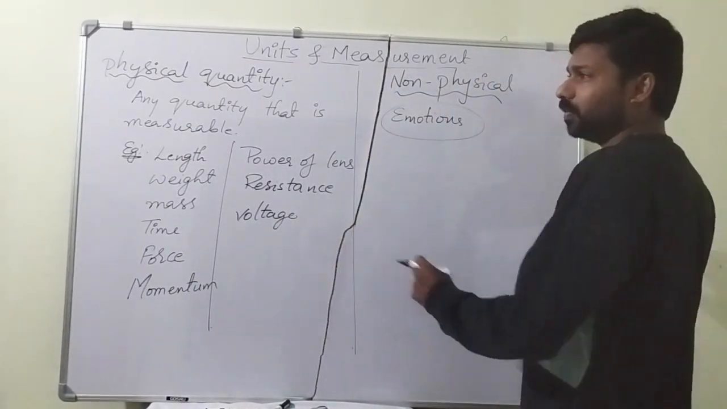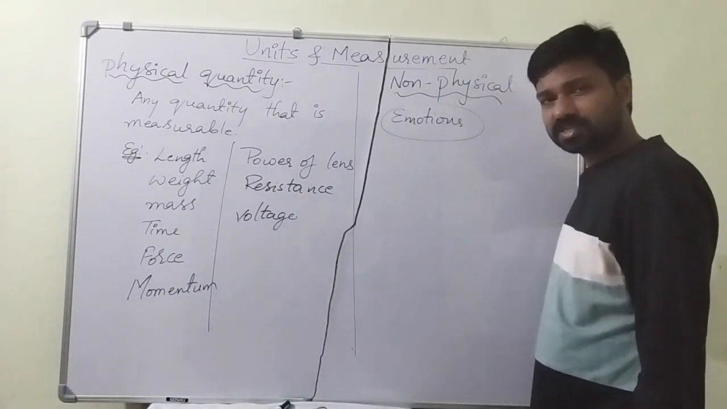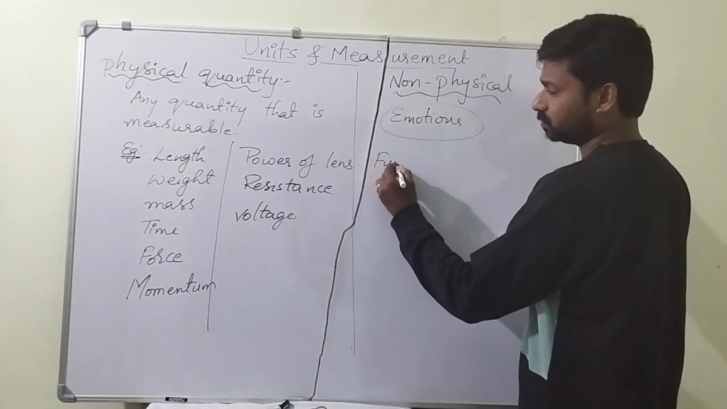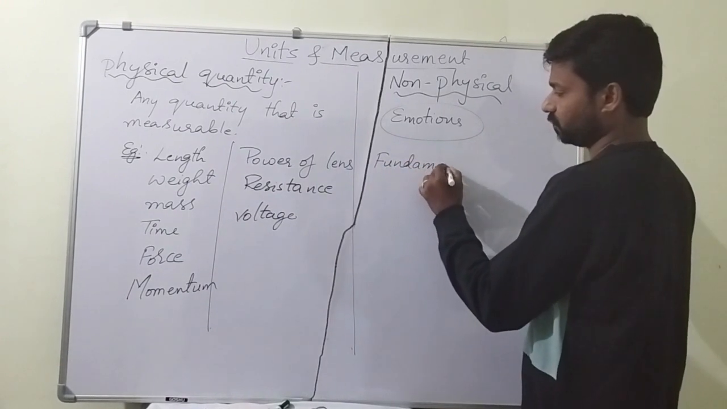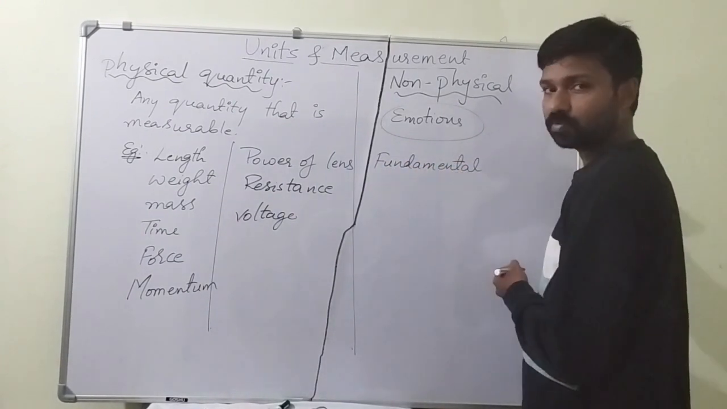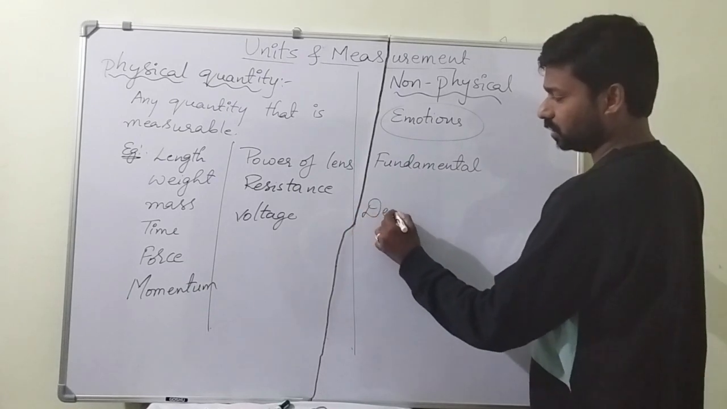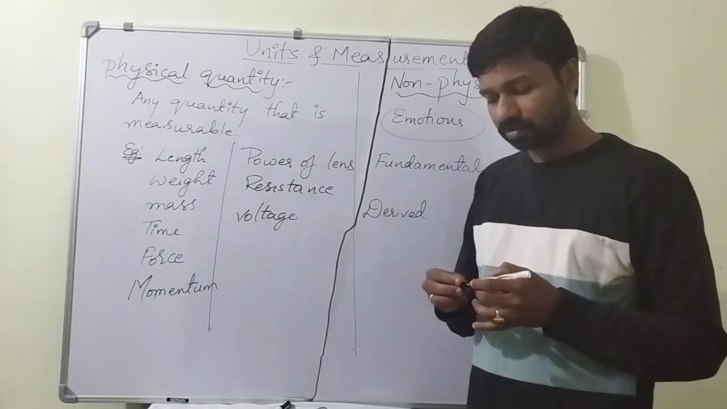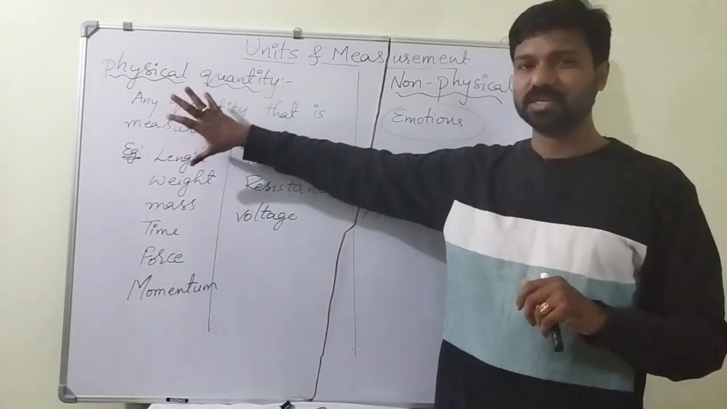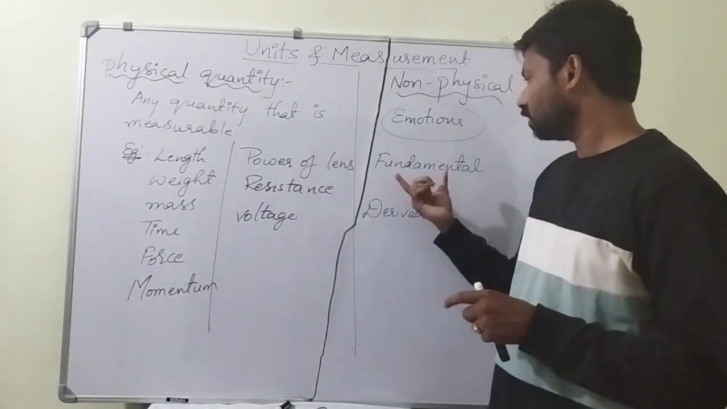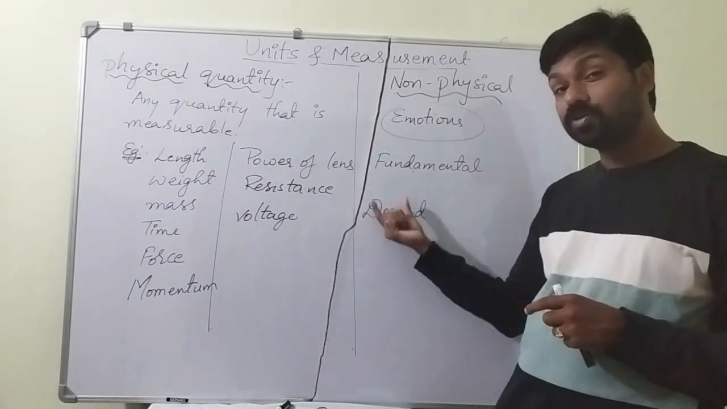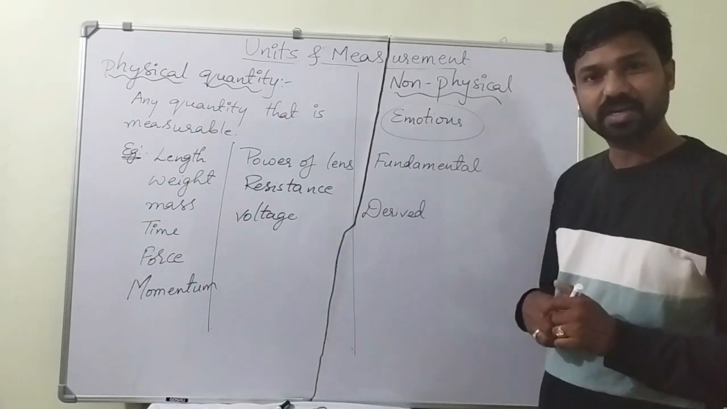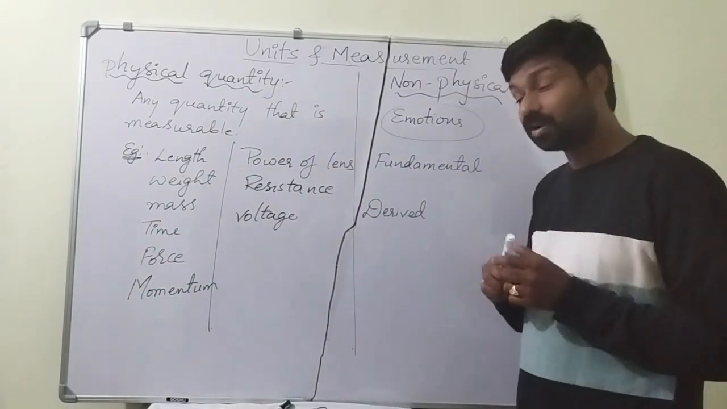So let me come to this point once. This physical quantity is actually divided into two types. What is that? First one is fundamental physical quantity and the second one is derived physical quantity. What is meant by fundamental physical quantity? Already, physical quantity means anything which can be measurable. Then that physical quantity we are dividing into two parts: fundamental physical quantity and derived physical quantity. What is meant by fundamental physical quantity?